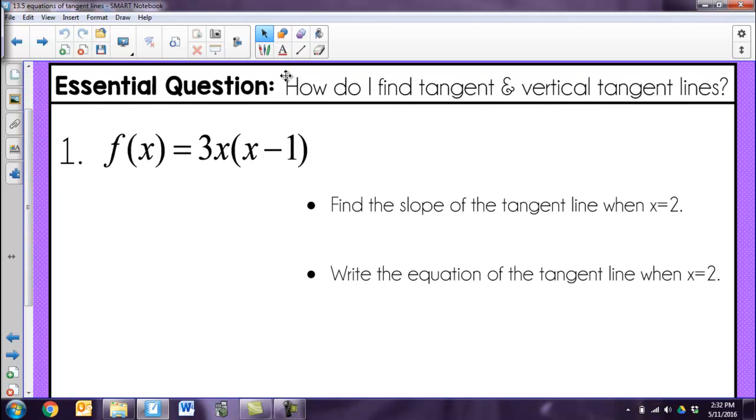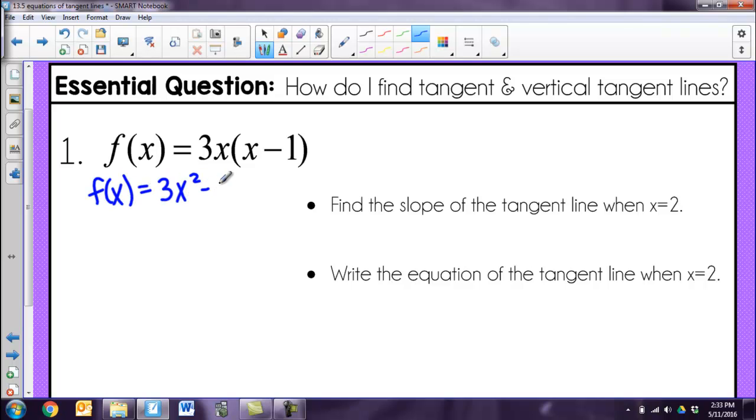So the first thing that I'm going to need to do is find the slope of the tangent line at a point, at x equals 2. Originally, you probably would want to just try to take the derivative here, but we don't know the product rule yet, so we're going to go ahead and distribute this out, and we're going to find out that f of x is also equivalent to 3x squared minus 3x.